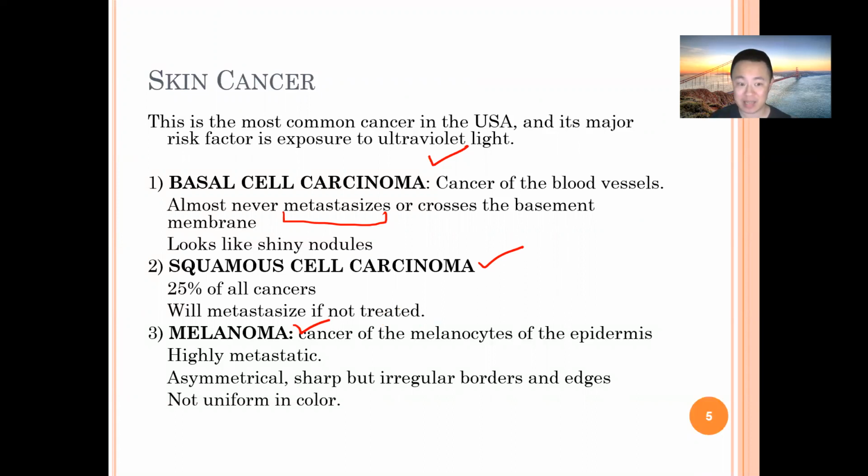Melanomas are highly metastatic. They are asymmetrical in shape, with irregular borders and edges, and are not uniform in color. So the way to check for those is your ABCs: asymmetry, border, and color.